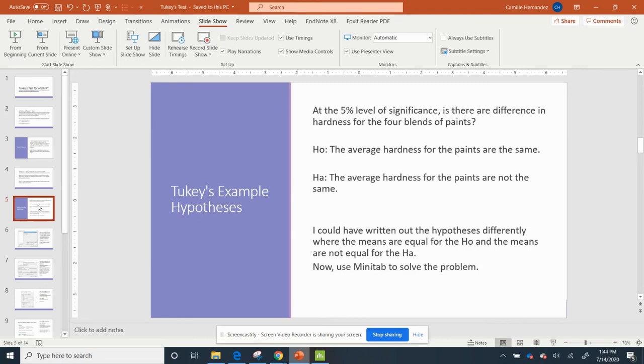I had those on there. Yeah, so here we go. I have them on here. I wrote them slightly different. I said my null was the average hardness for the paints are the same, and for the alternative is the average hardness of the paints are not the same.